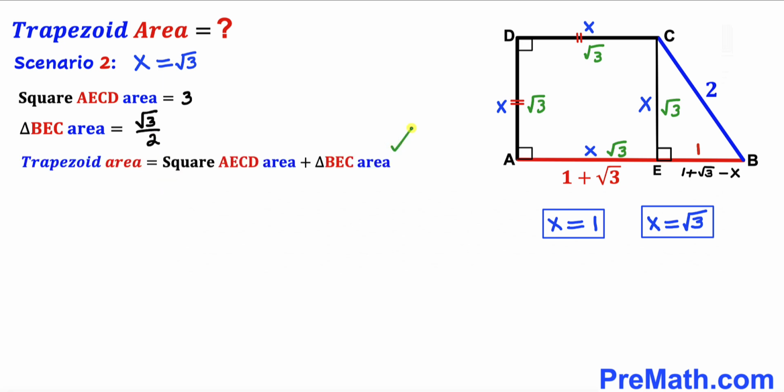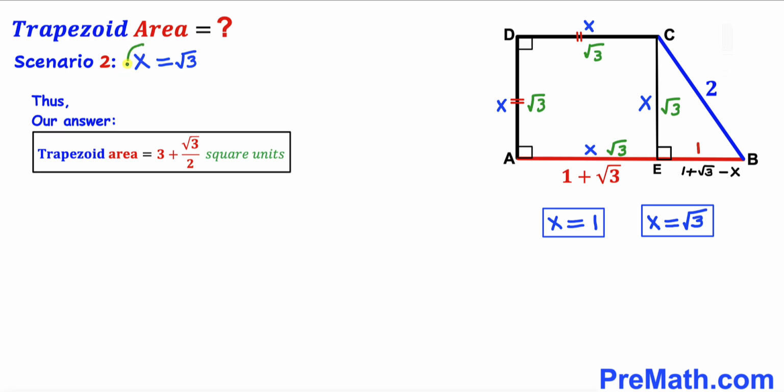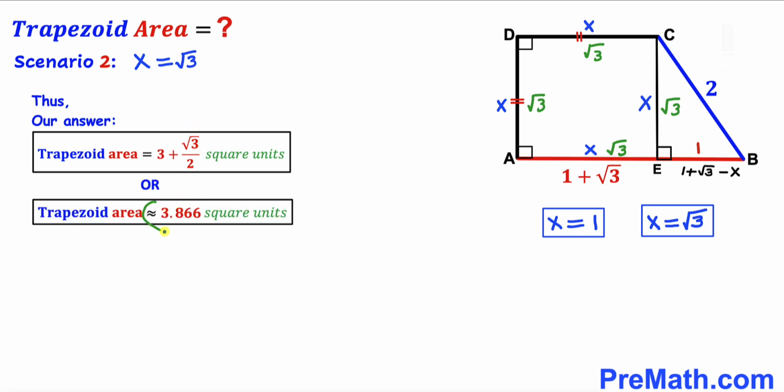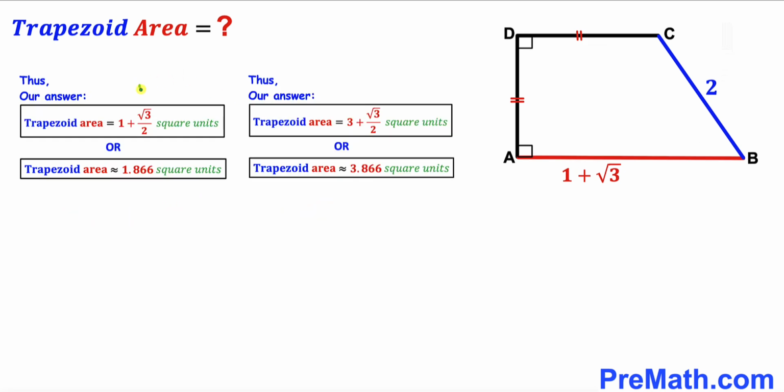And now let's recall this equation once again. We already figured out our square area as 3 and this triangle BEC area as √3/2. So let's go ahead and fill in the blanks in this equation. So we got 3 + √3/2. So thus for our second scenario, when the x value is √3, our trapezoid area turns out to be 3 + √3/2 square units. And that is going to be approximately equal to 3.866 square units as well. So thus we end up with two sets of solutions.